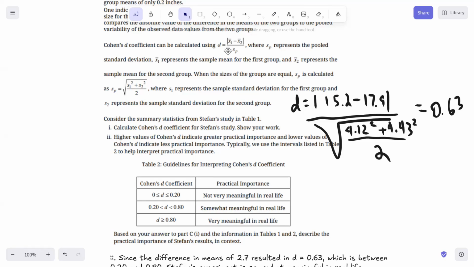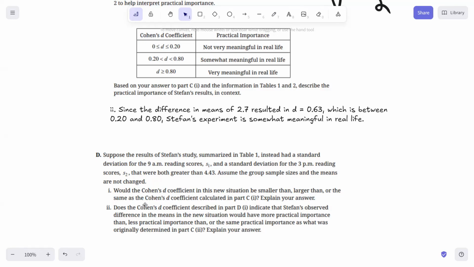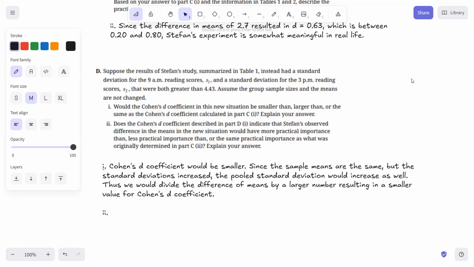That's going to result in you dividing by a larger pooled standard deviation, which is going to then decrease the value of Cohen's d coefficient. So we would just have to write that out in a coherent statement, and I'll do that here below. So there you have it.